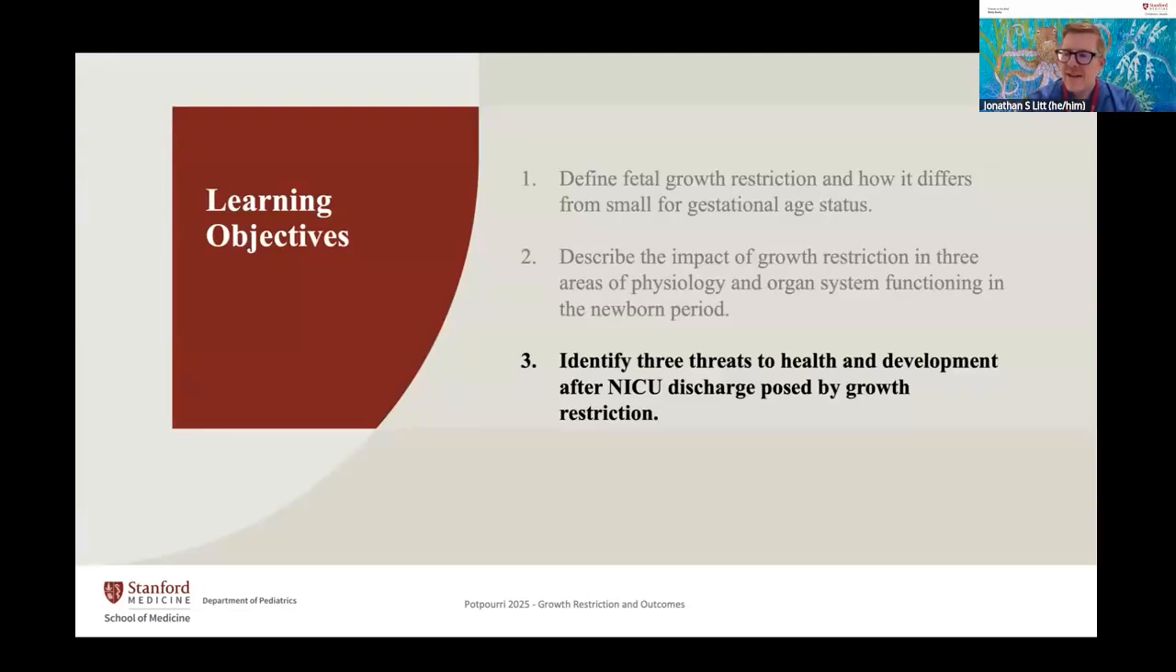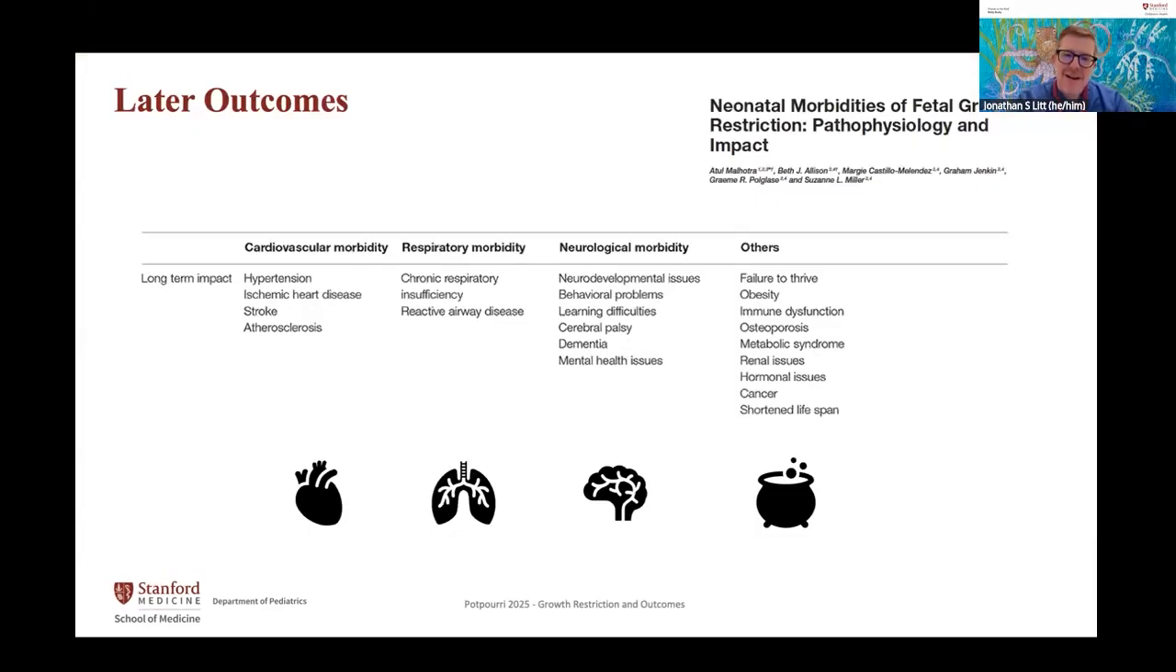The last area that I'd like to spend some time thinking about is identifying some threats to health and development after NICU discharge that's posed by fetal growth restriction. So again, I come back to thinking about the different organ systems. Cardiovascular health: thinking about long-term hypertension, ischemic heart disease, stroke, and atherosclerosis. Respiratory system: infants who are born with growth restriction have higher rates of asthma and reactive airway disease and lower lung function, pulmonary function over time.